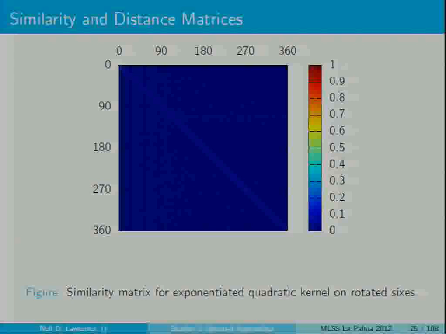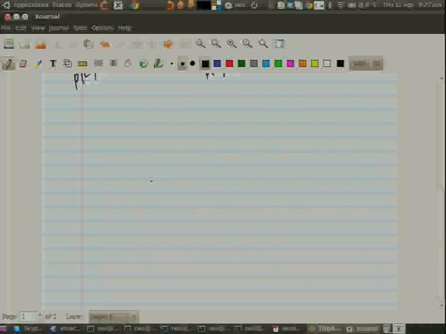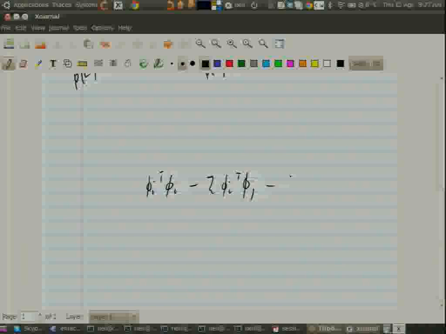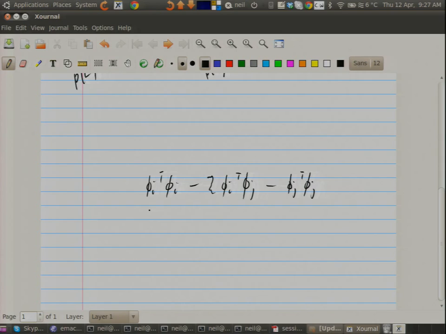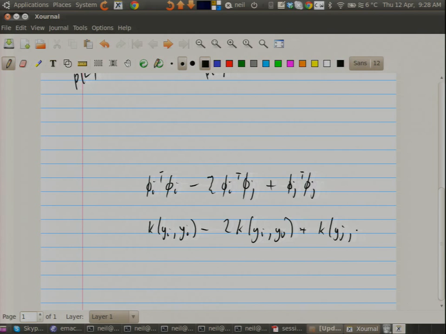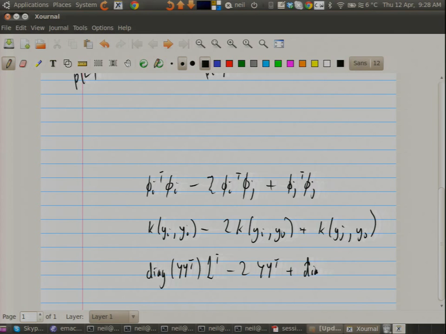So we can use the kernel trick, which I've in some sense introduced in a roundabout way, hopefully one you haven't seen before: the kernel trick on distances. So this is the distance in the feature space, and it is of this form: k(y_i, y_i) minus 2k(y_i, y_j) plus k(y_j, y_j). Now, if you look at what we wrote down before, in the matrix form: diag(YY^T) 1^T minus 2YY^T plus 1 diag(YY^T)^T, like that.